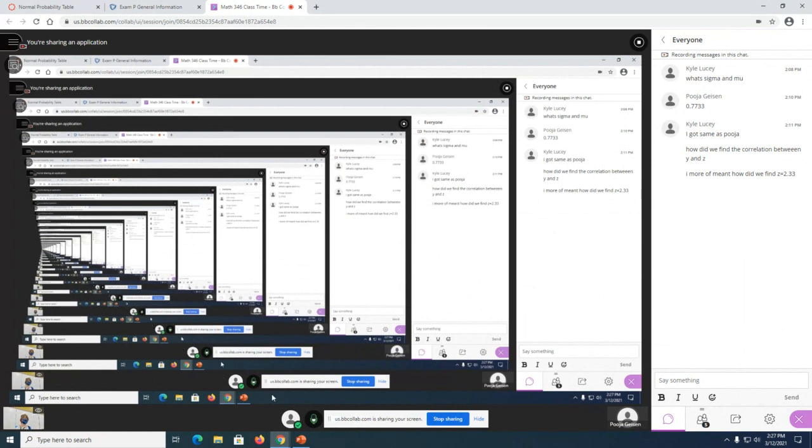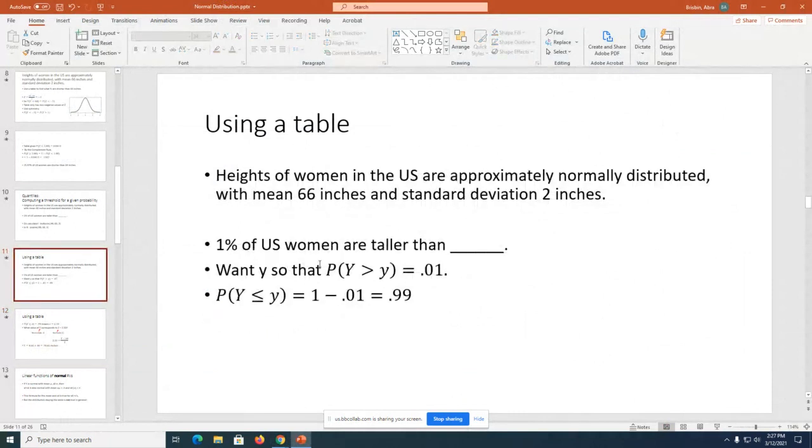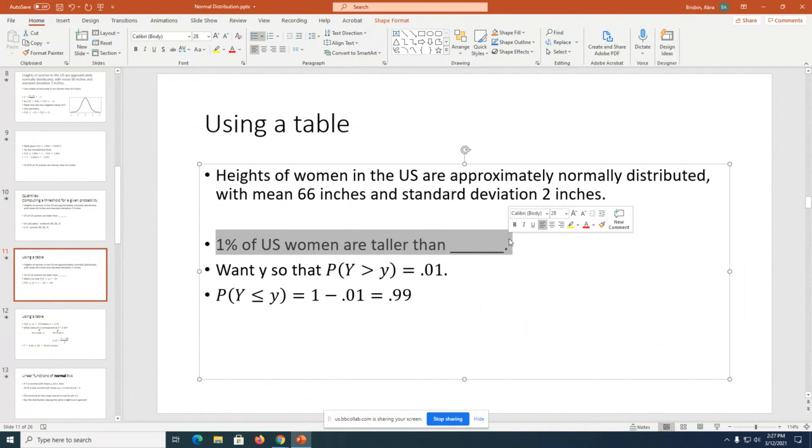Okay, so how did we get the z equals 2.33? Yeah, so we wanted to find the y value so that the probability that y is greater than y is 0.01, so that we can have this sentence be true: 1% of US women are taller than blank. Our probability table only gives us probabilities of being less than stuff, this particular probability table. So using the complement rule, we want the probability that y is less than or equal to y to be 0.99.